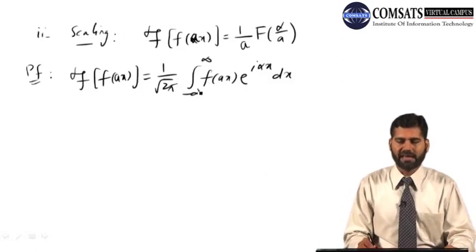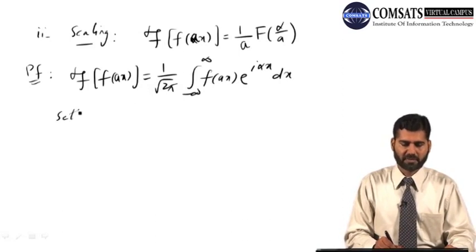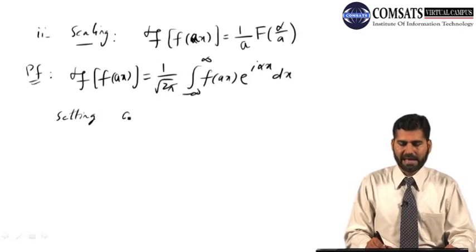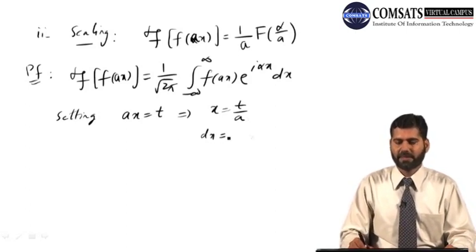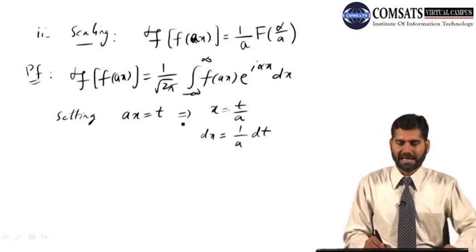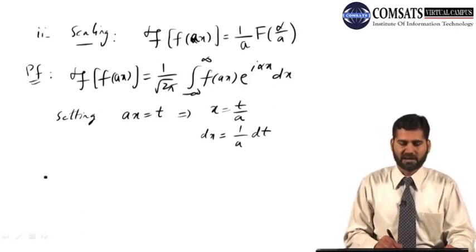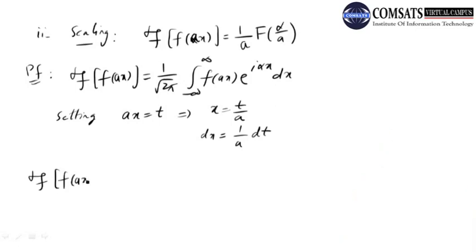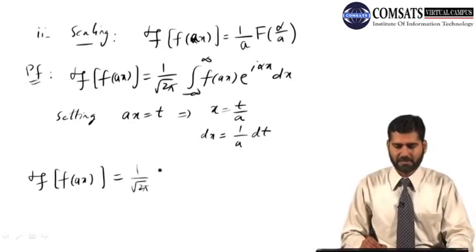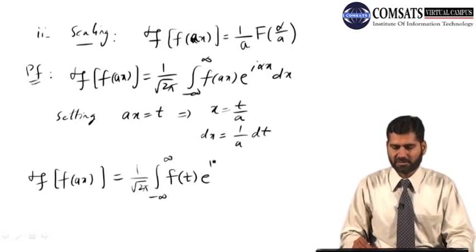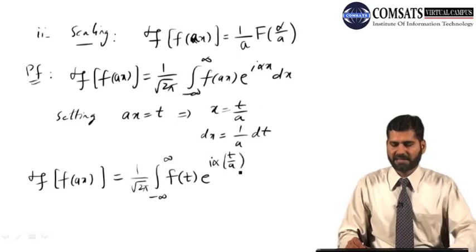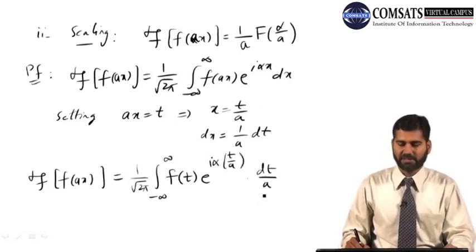So if this is your Fourier transform of f(ax), then what you can do is set ax equal to t. This implies that x is equal to t by a, and dx will be 1 over a dt. As x goes to minus infinity, t goes to minus infinity, and as x goes to plus infinity, t goes to plus infinity. So limits are not changed. So the Fourier transform of f(ax) becomes 1 over square root of 2 pi, integral from minus infinity to infinity. This becomes f(t), and e to the iota alpha x becomes t by a, and this is dt by a.